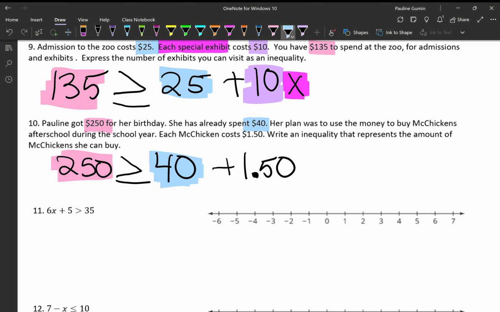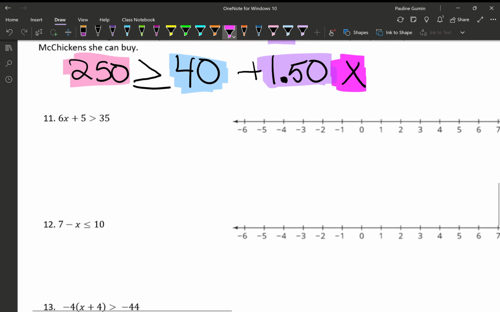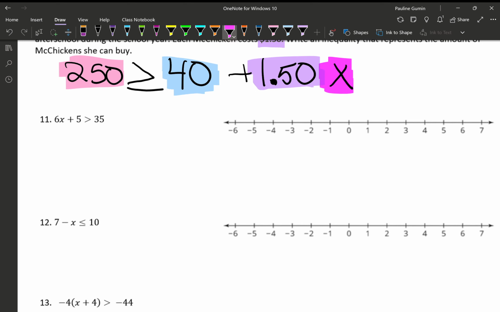She would also, and her plan is to use that money for McChickens, so plus. Each McChicken costs $1.50. Let's highlight that. 1.50. I don't know how many McChickens she can buy, so in math, when I don't know something, I represent it with a letter. I prefer X, so I'm writing X. Okay.